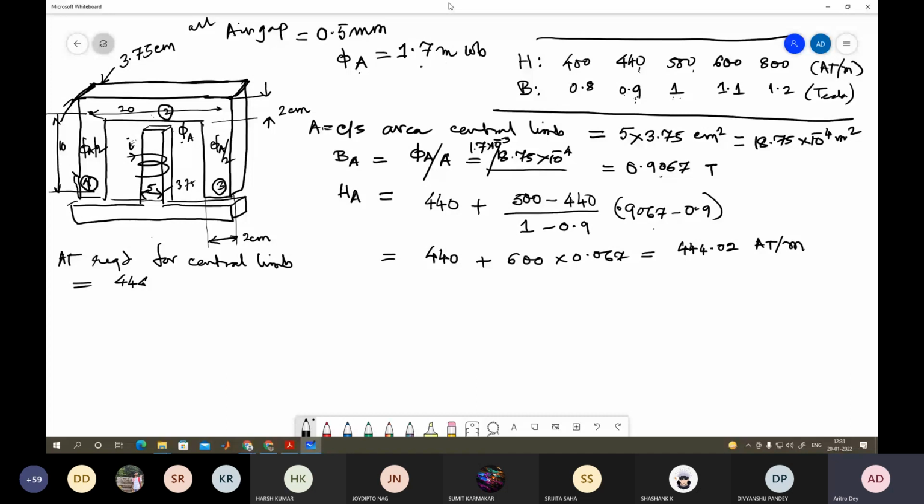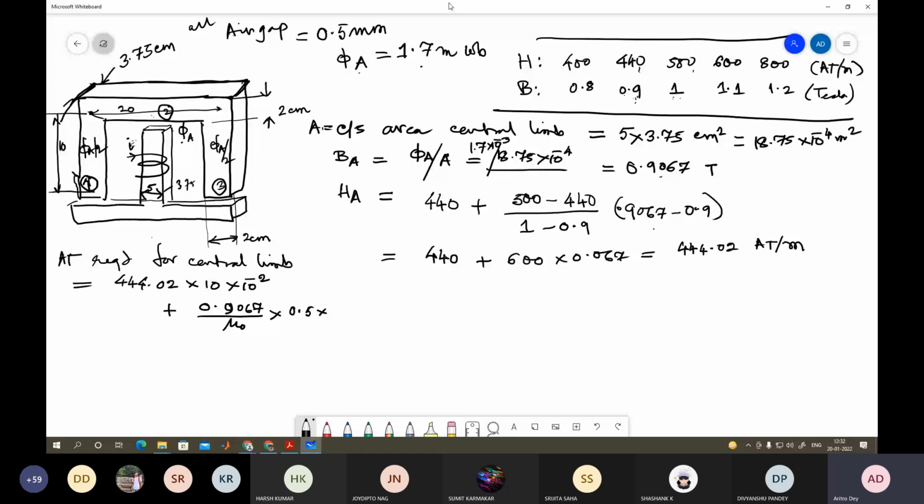So 10 into 10 to the power minus 2, that is for the magnetic material part, plus what? 0.9067 divided by mu 0, that is for the air gap. So that into 0.5 into 10 to the power minus 3. This is the air gap length, right? And mu 0 is 4 pi into 10 to the power minus 7. So the whole thing comes as 360.7680. So total AT is 405.1680. That is the AT required for the central limb.